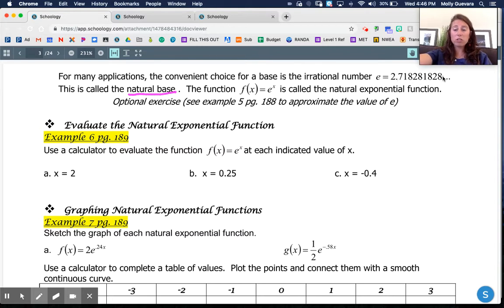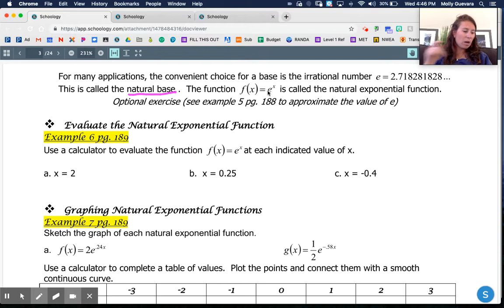2.7182818281828, and so on and so forever. Okay, so when we're talking about a natural exponent, it has a base of e instead of a base of a number. So instead of 3 to the x or 4 to the x, it's e to the x. Okay, so we're just going to practice, and you do have this button on your calculator.